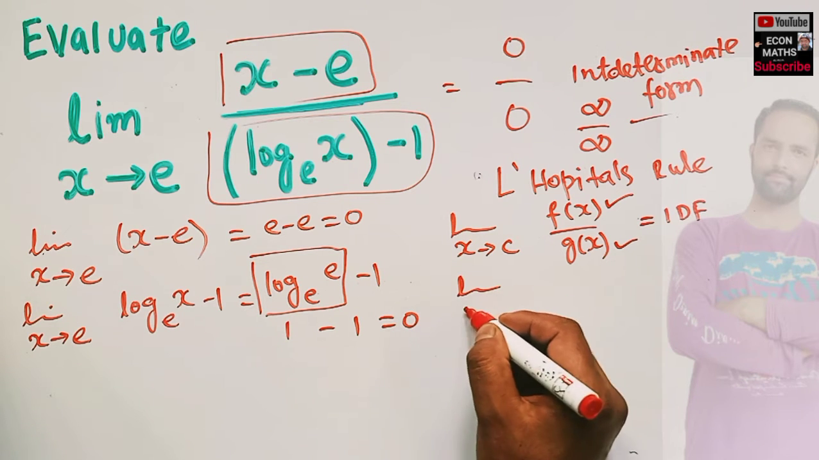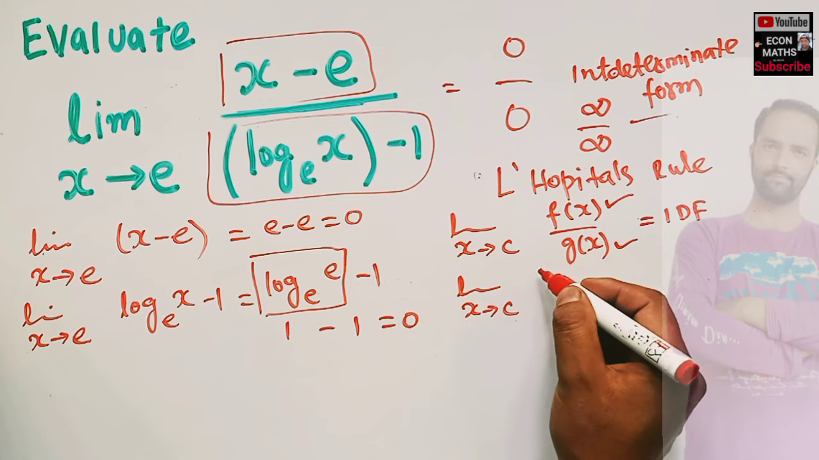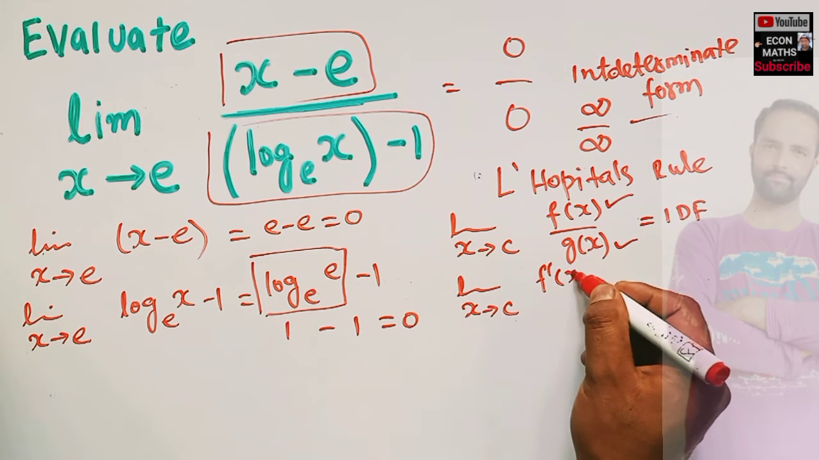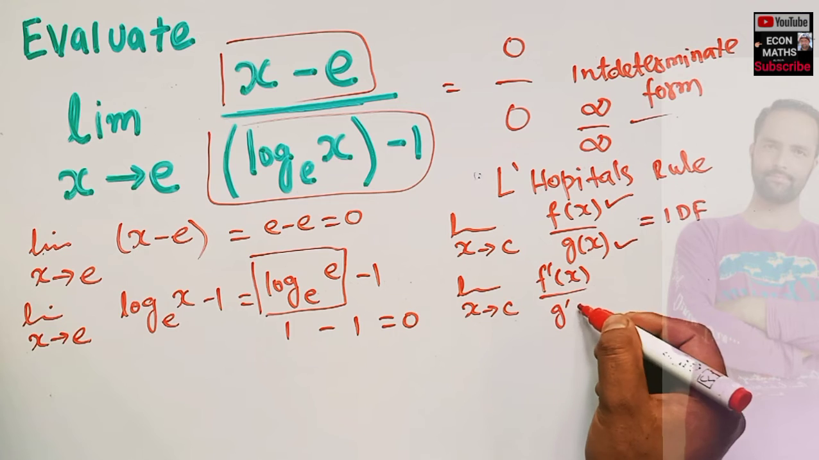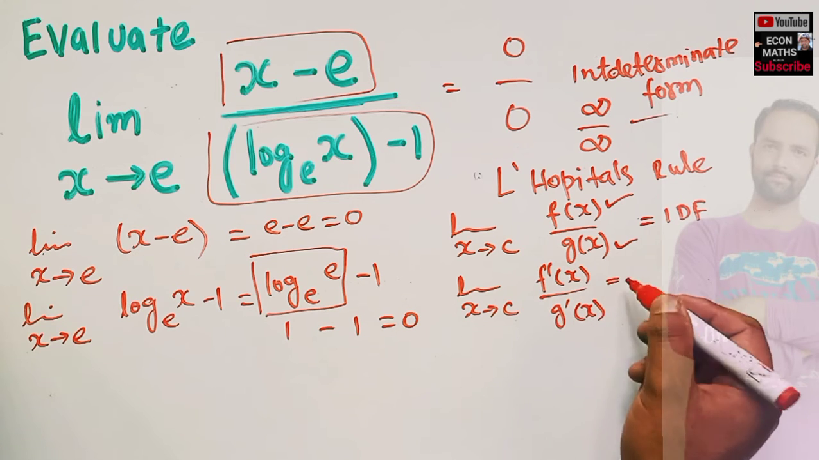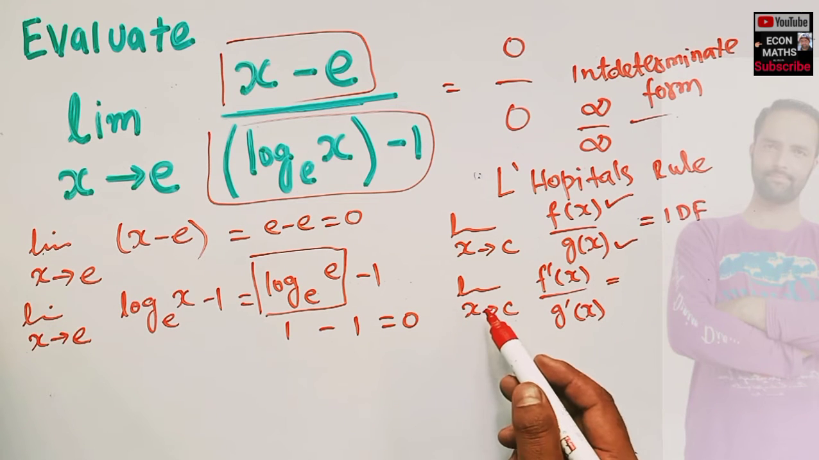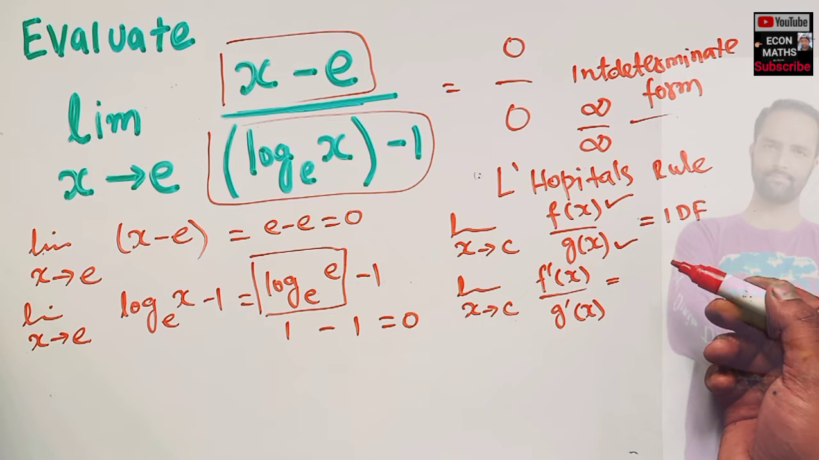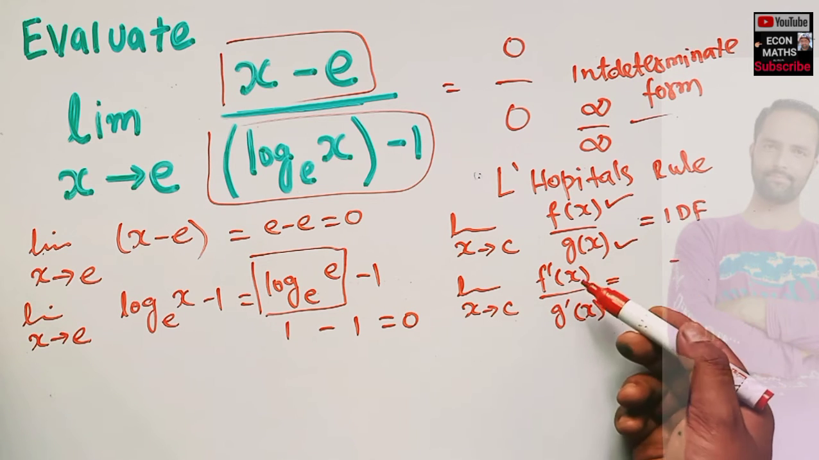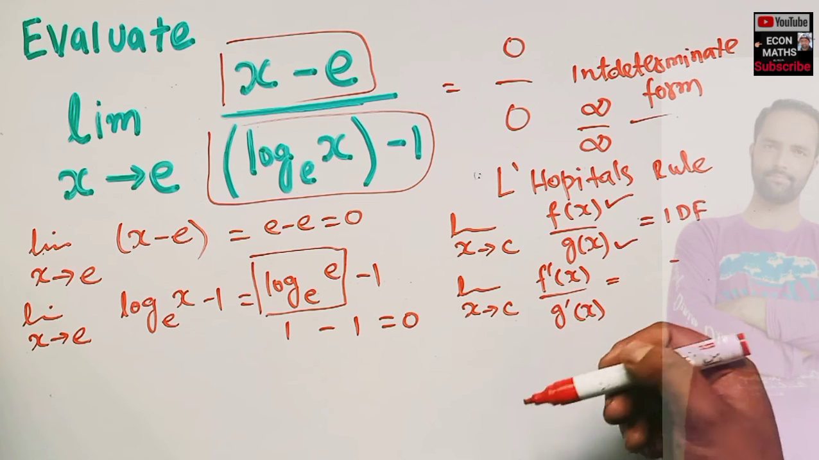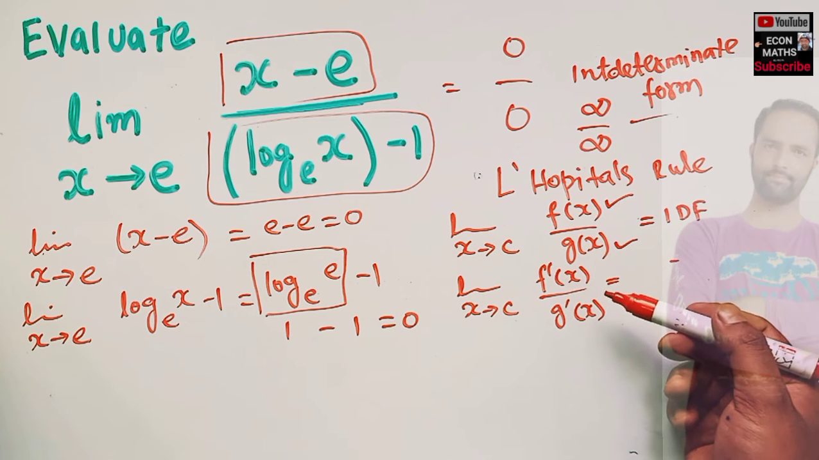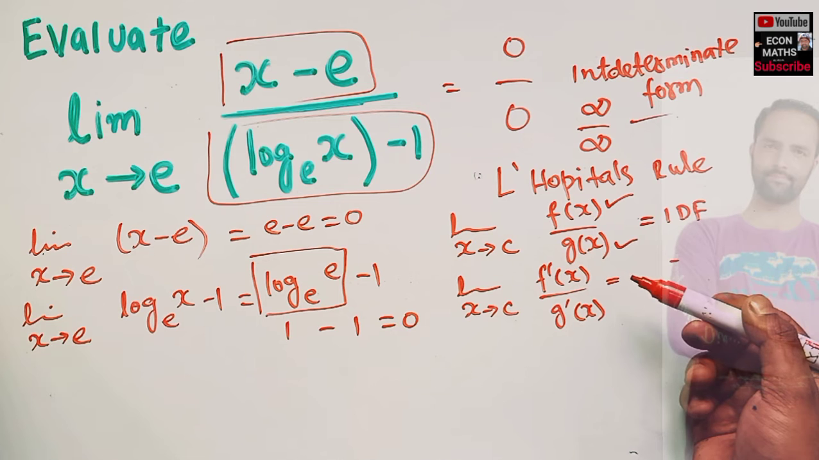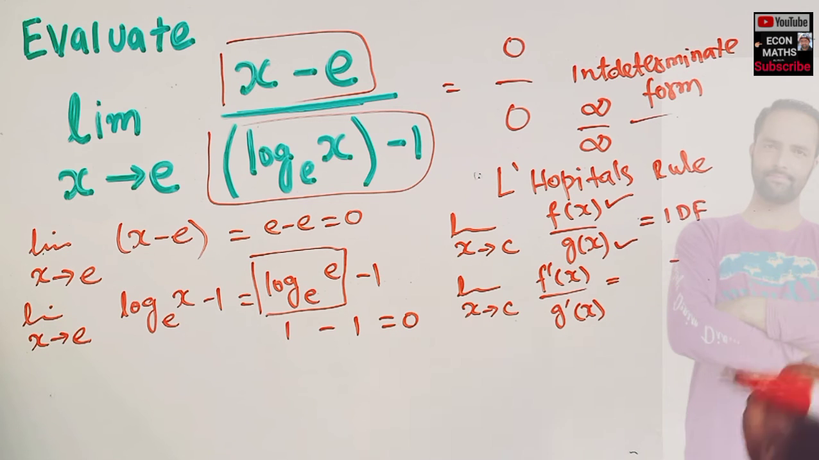That means the limit as x tends to c of f dash x upon g dash x, evaluated as x approaches c. If we get rid of the indeterminate form, then it's okay. If not, then we take the second derivative. If we still get the indeterminate form, we take the third, and so on and so forth. So in our question the process is the same.